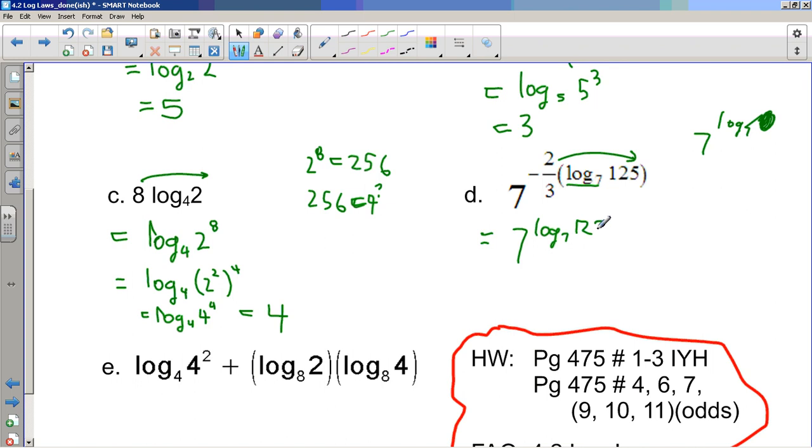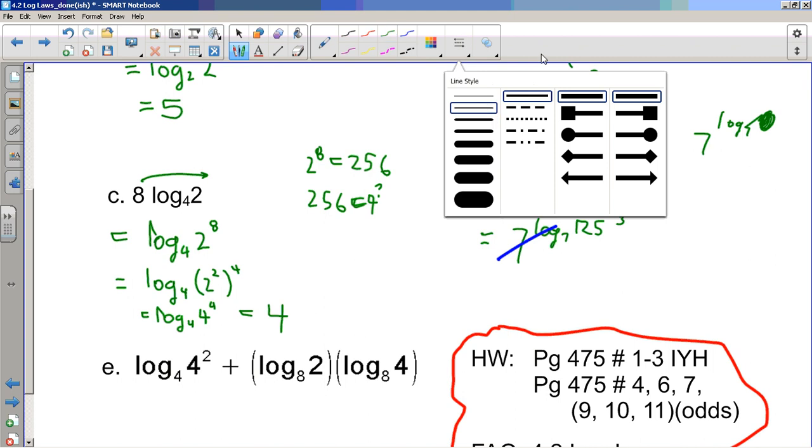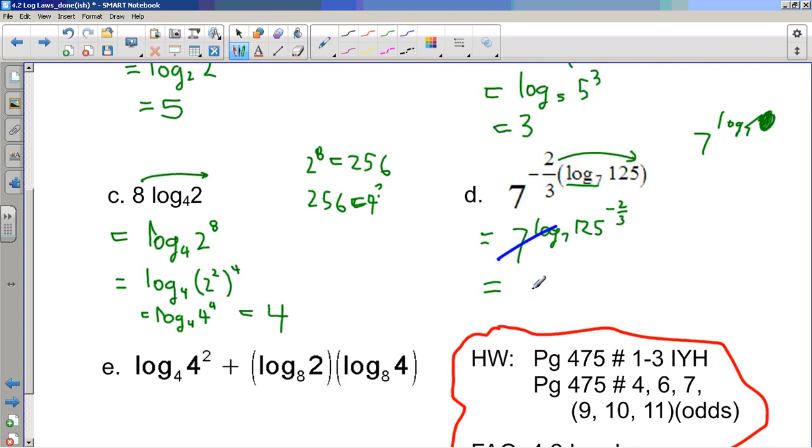125 to the negative 2/3. Oh boy. See, there's the function composed with its inverse. And I could cancel that now if I wanted to. And then what does the question become? It becomes a grade 11 exponent question.